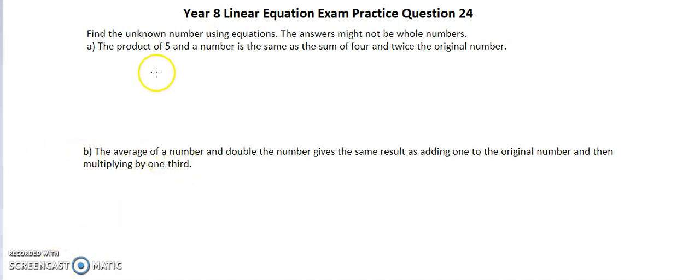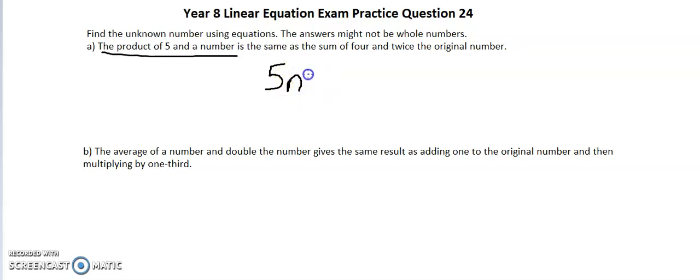A. The product of 5 and a number is the same as the sum of 4 and twice the original number. So let's look at this first part. The product of 5 and a number. That means we've got 5 and we're timesing it by a number. I'll make it n. I don't know what it is.